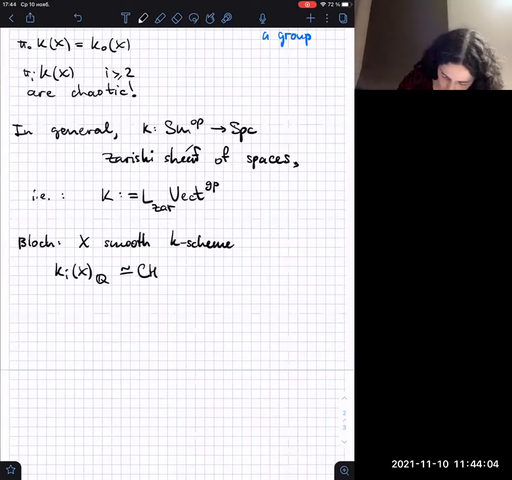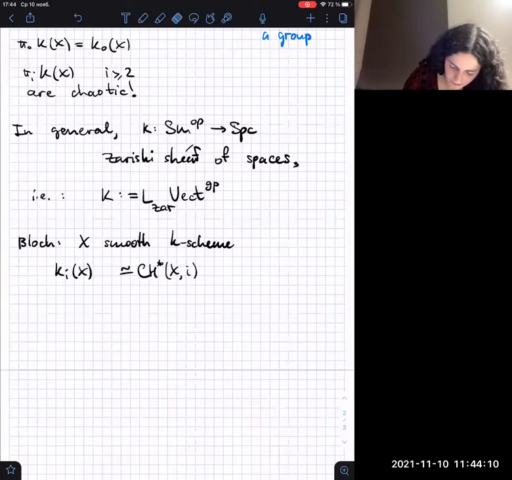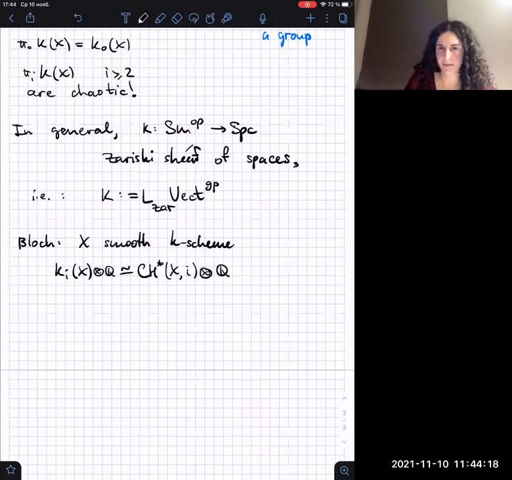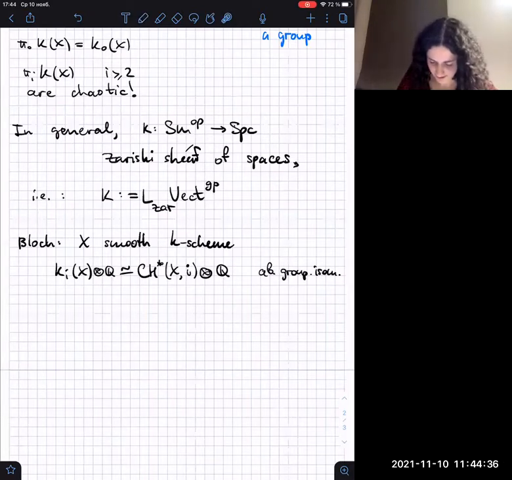Tensor. So this is an isomorphism of abelian groups. And okay, so on the right-hand side, there is something abstract so far, but let me first give you a little relief: when i equals zero, this something is just the usual Chow groups.